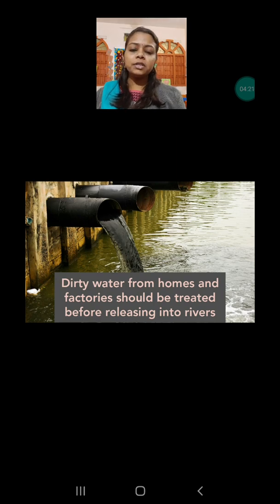Okay, if insoluble impurities are there like polythene, twigs or paper or any garbage which is not soluble in the water, first of all that should be separated.